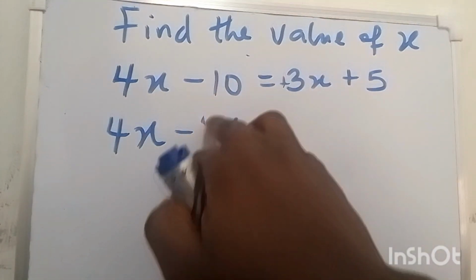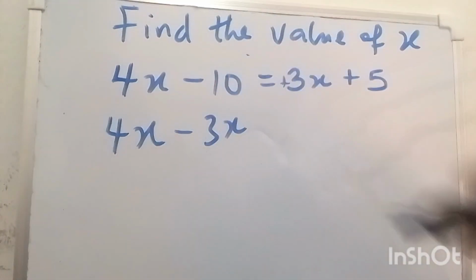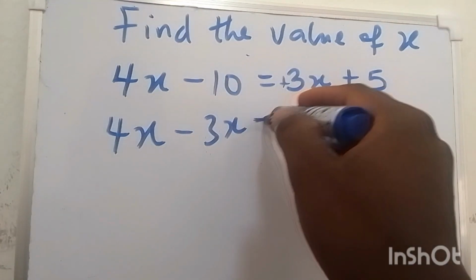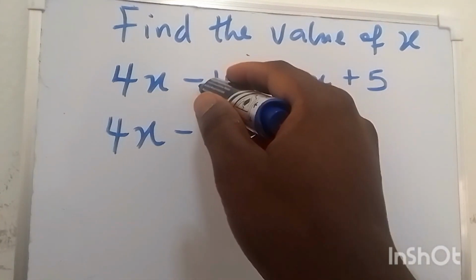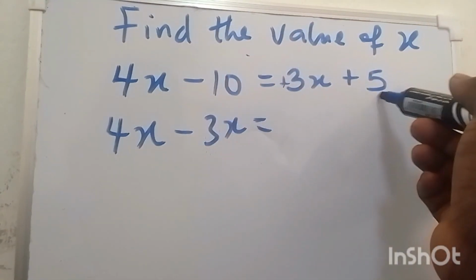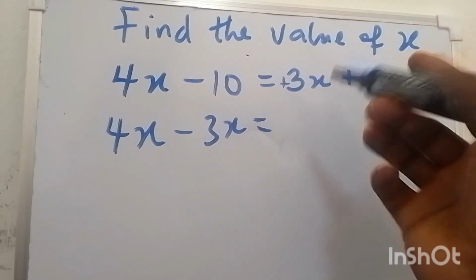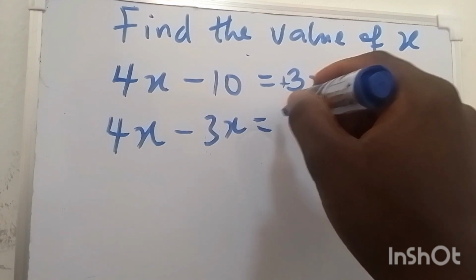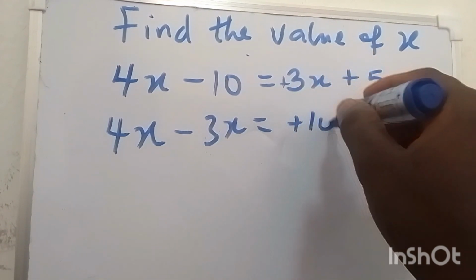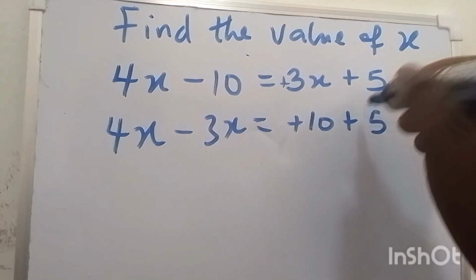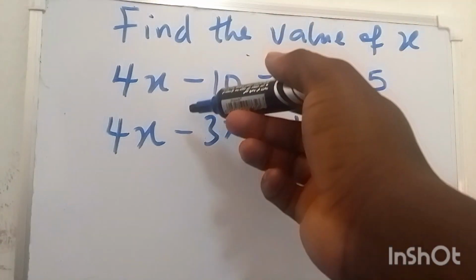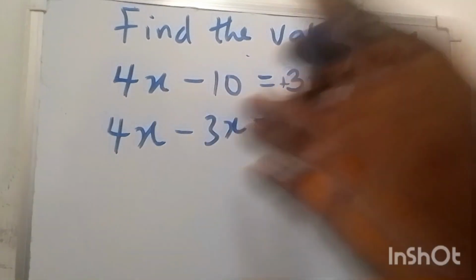Okay, I need to write this very well. Negative 3x equal, so we move this negative 10 to meet this positive 5 here, because they are both single numbers, whole numbers. So we have it as positive 10 and positive 5. We don't need to move the 5 here because it's not coming here. So all we need to do is to group them together.